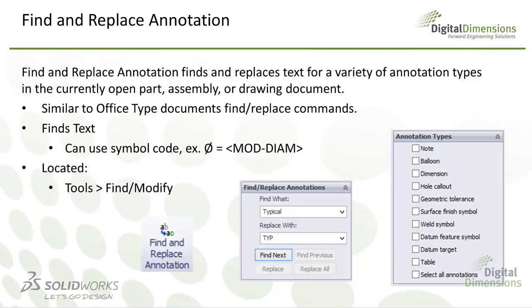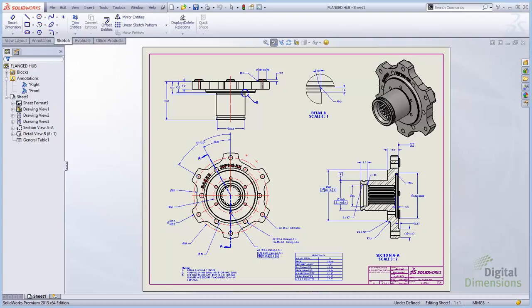The next utility to take a look at is the Find and Replace Annotation utility. And like most find and replace in Word type documents or other Office type documents, it basically just looks for text and gives you the option to replace that text with a different string. So we'll jump into SOLIDWORKS here and take a look.